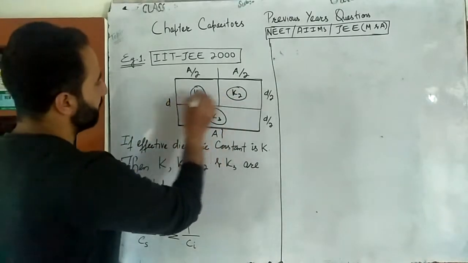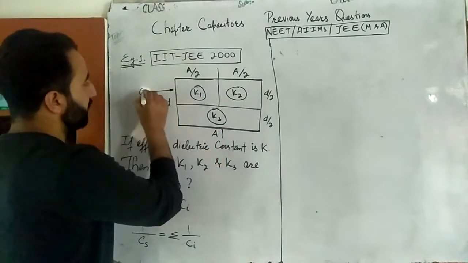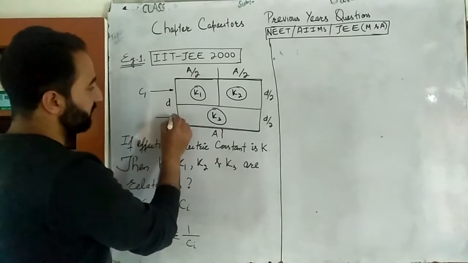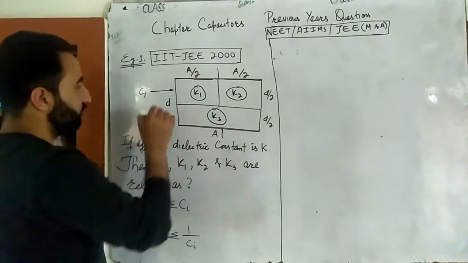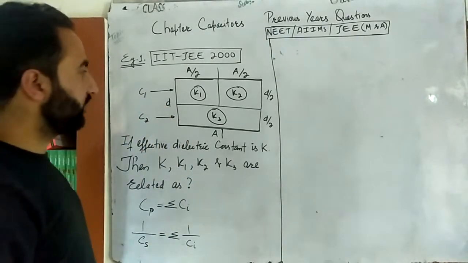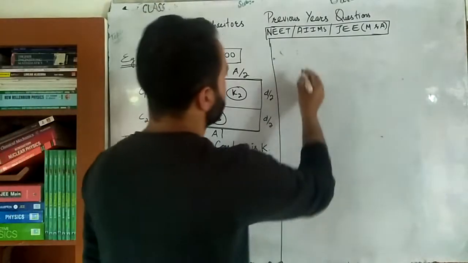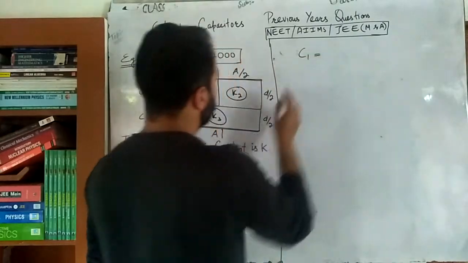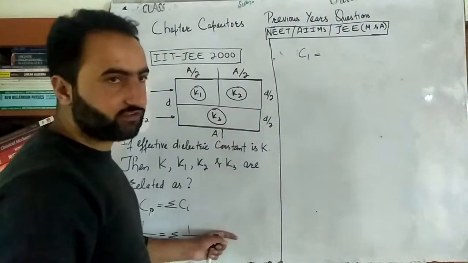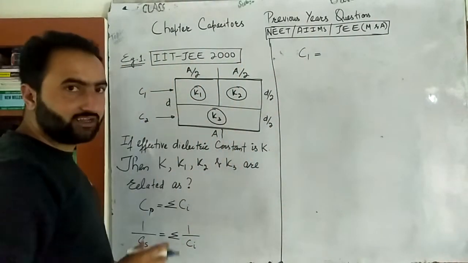Suppose the capacitance of this capacitor is C1, and the capacitance of this capacitor is C2. Then these two are connected in series, and then we'll calculate the equivalent capacitance. So let's first calculate C1. C1 will obviously be simply the summation of this capacitance plus this capacitance, isn't it? Because they are connected in parallel.